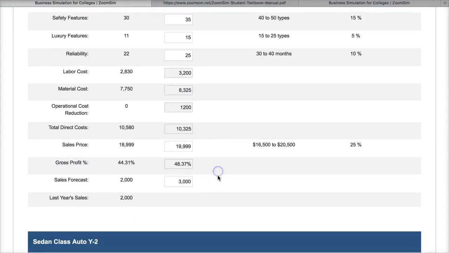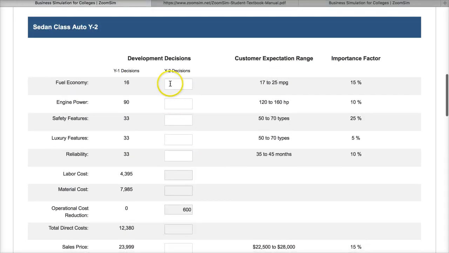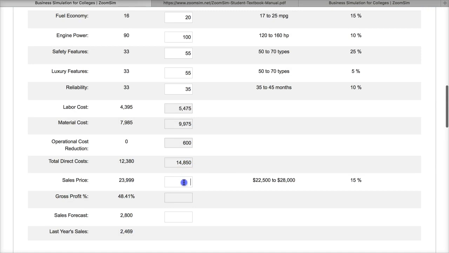Okay, so I'm going to put in for my economy class, and now I'm going to do the same thing for sedan. I have to redo the sedan, and I want to try to, hopefully I can get my features up so that my car continues to be attractive to the new, and you see how these expectation ranges in round 2 have increased. So now I go in, I'm going to price my car, and I'm below.